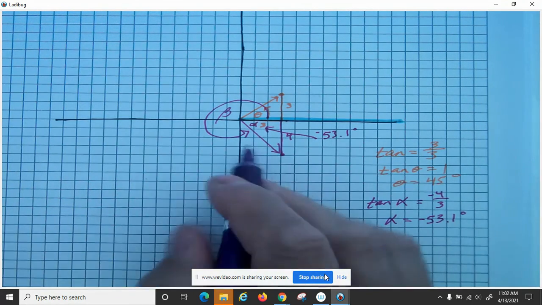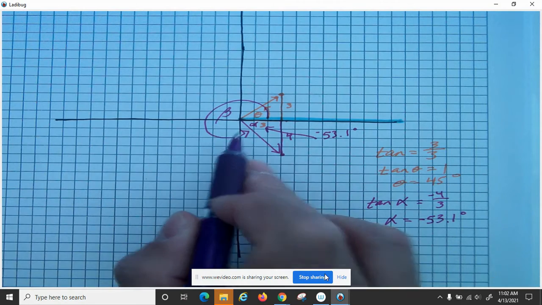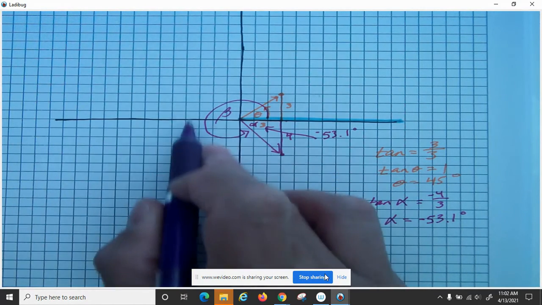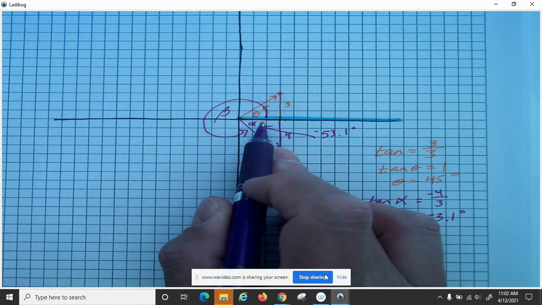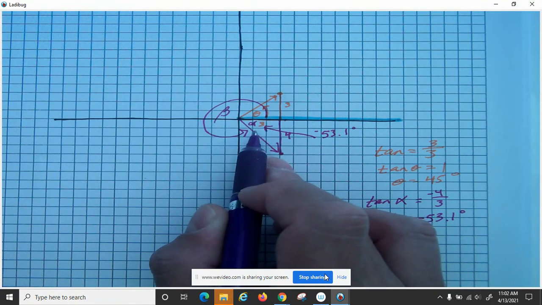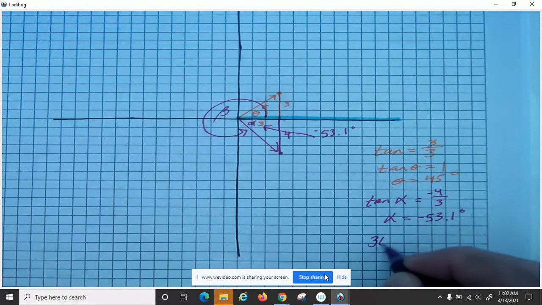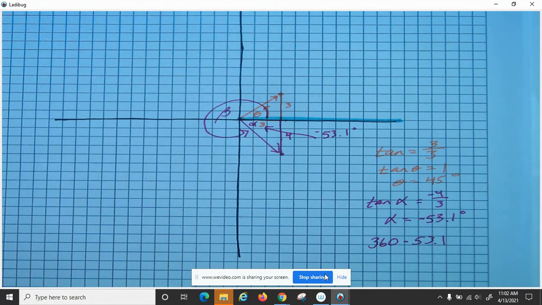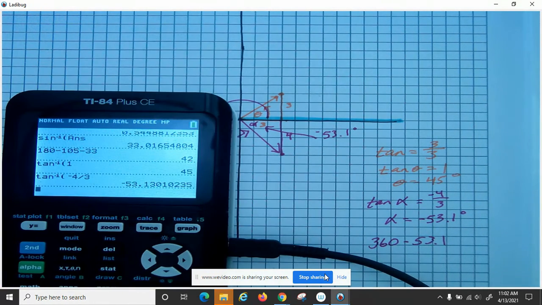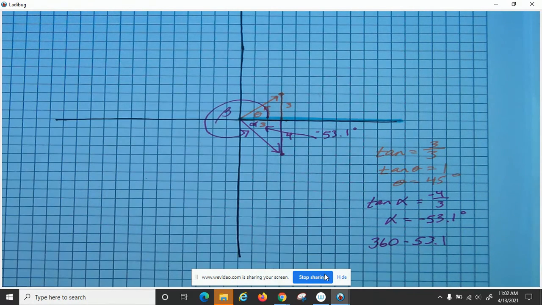But I don't want to measure this angle. I want to measure this angle. So this whole entire angle from here to here is 360 degrees, and if I subtract that part, that would give me what I need. So 360 degrees minus 53.1 degrees. That's going to be 306.9 degrees.